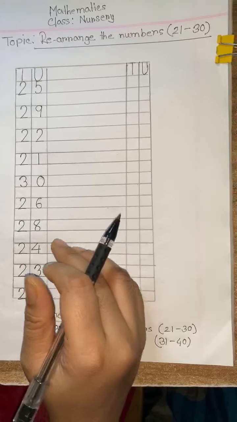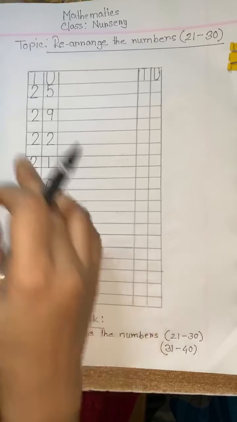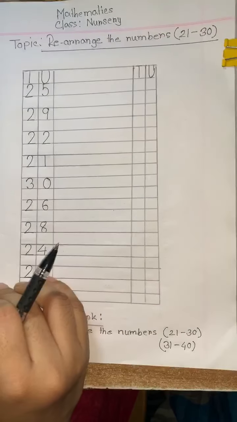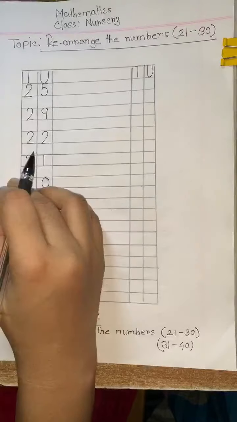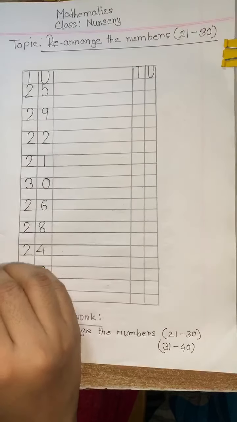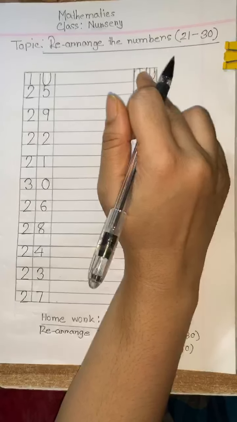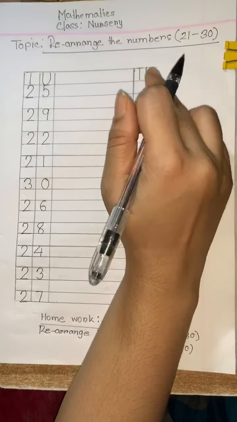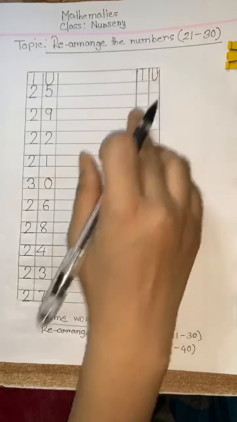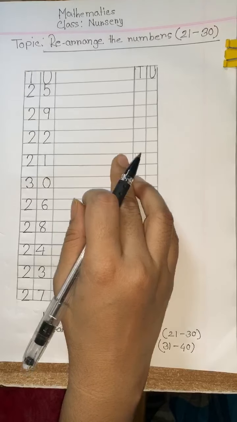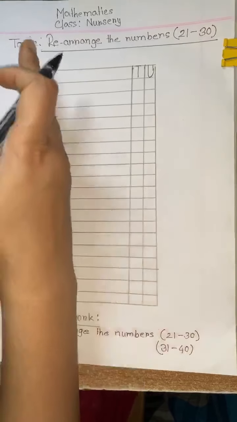First we will find out the required number from top to bottom in this line. Then mark it and finally we will write the number just below TU. T means 10, U means unit. Now we will find first number 21 in the given list.